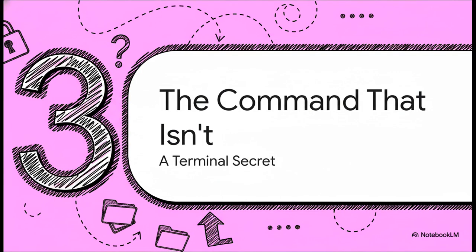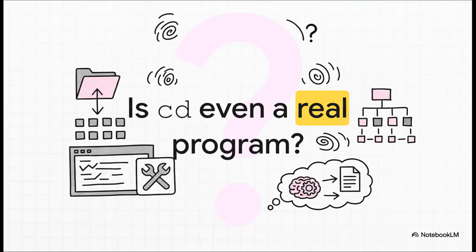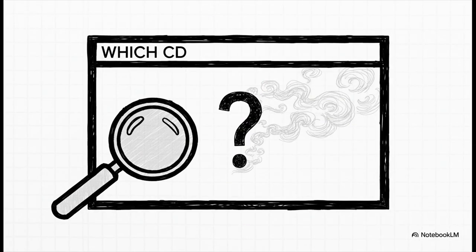Okay, so we've got the basics down, we've got the shortcuts, but now we get to the really fun part, the little secret I mentioned at the very beginning. And it all comes down to this one question that kind of changes everything. We've been using cd like it's a tool, a program we're running. But is it? You can try this yourself. If you go into your terminal and you type which cd, and that's a command that's supposed to find programs for you, you know what you get back? Nothing. Just a blank line. The system can't find it. And that is the big secret.